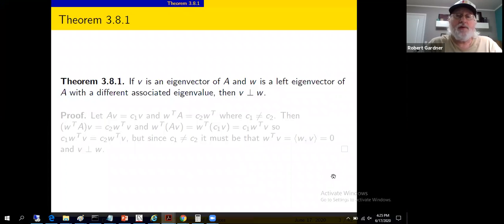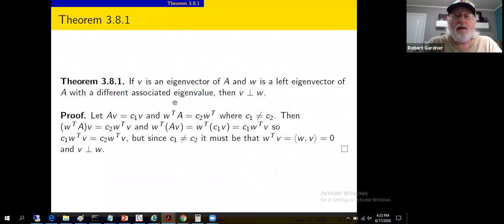Okay, so there's the claim. We've got a situation where V is an eigenvector of A. That means A times V equals some scalar multiple of V. Suppose the corresponding eigenvalue is C sub 1. W is a left eigenvector of A, which means W transpose A equals some scalar multiple of W transpose. Call it C sub 2.